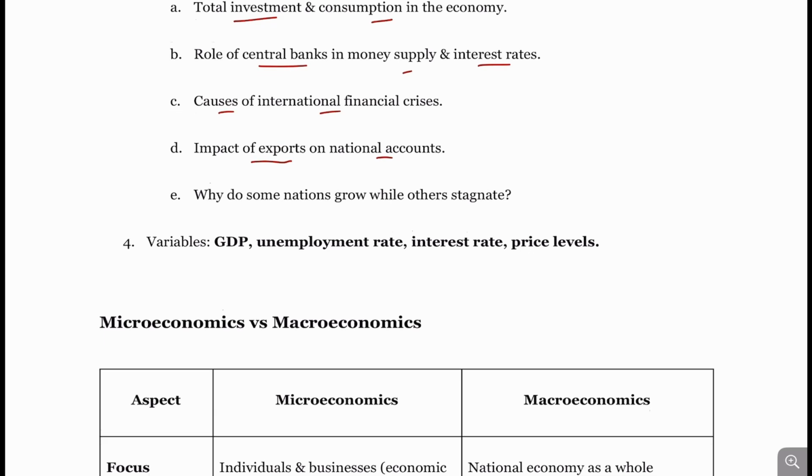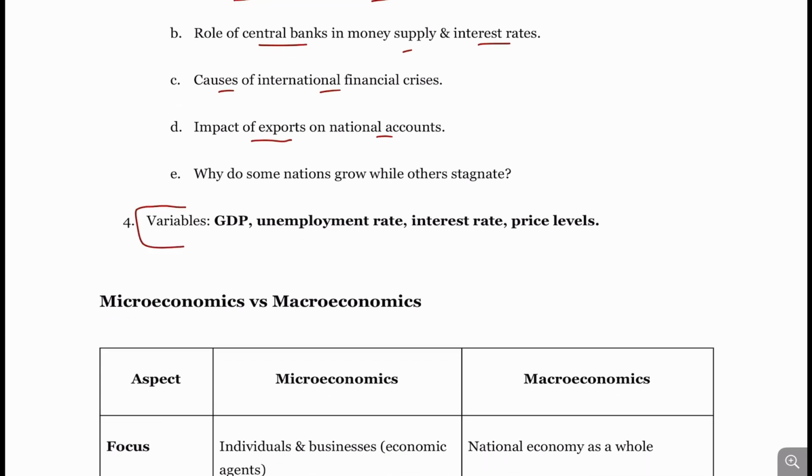So different variables are used by these macroeconomic agents in order to arrive at a decision. It may be GDP, unemployment rate, interest rate, price levels, etc. So when the unemployment rate falls, or the unemployment rate increases, then the government takes some measures in order to boost employment in the economy. Those are the indicators. These indicators suggest to the government to take some decisions, right? This is all about macroeconomics.